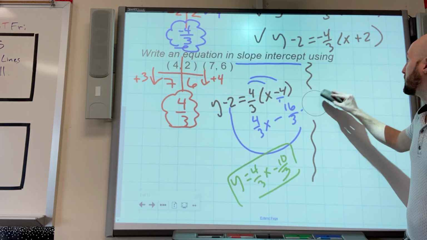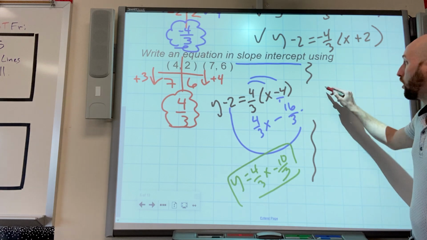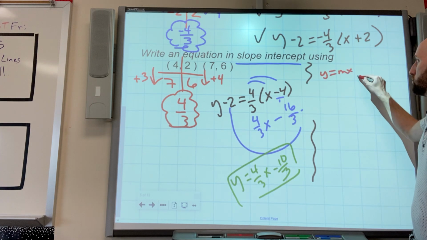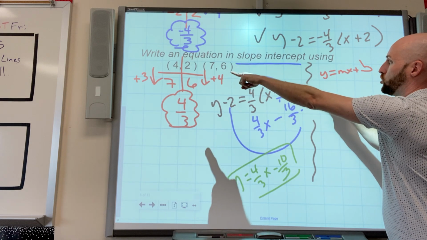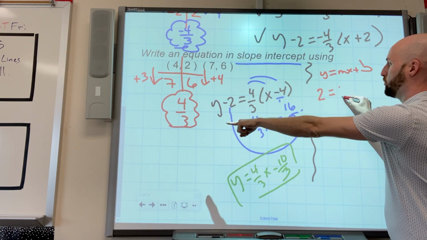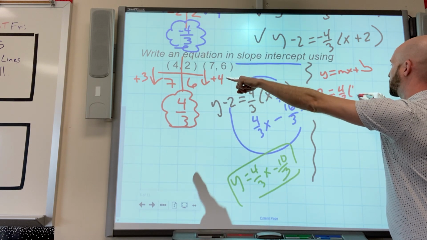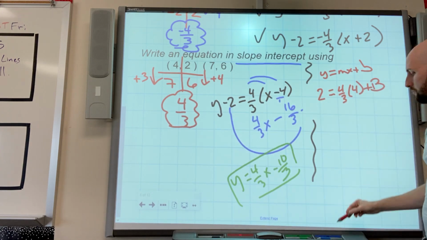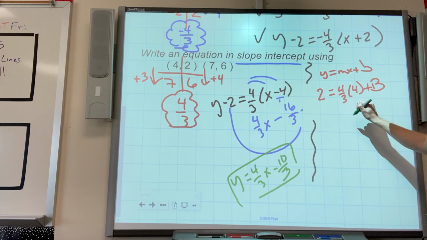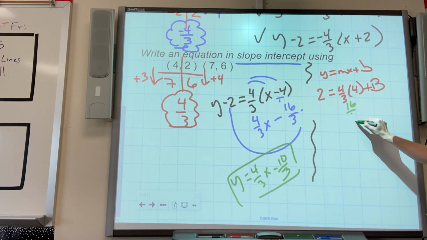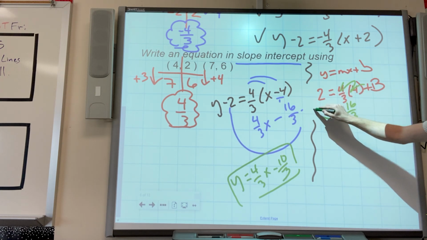Option B is what I did up here a minute ago, is where I borrowed all the information into mx plus b. So again, pick your favorite point. Let's say that one. 2 equals slope that we found times x, which was 4, plus b. You'll notice you still end up sort of doing this same math. Like 4 times 4 is 16/3. You now subtract it to the other side.